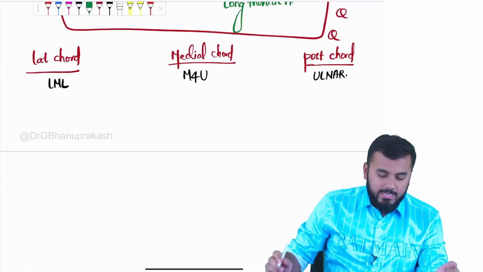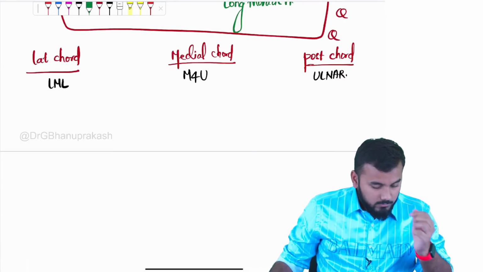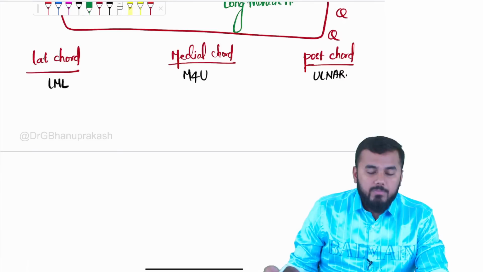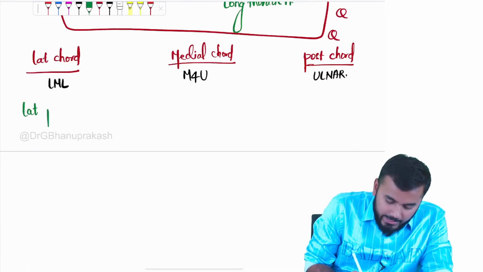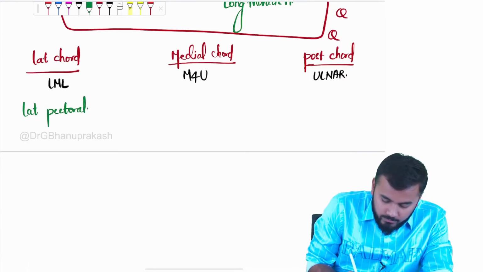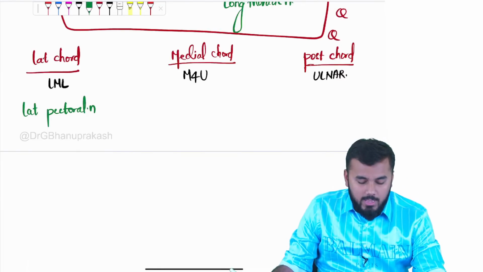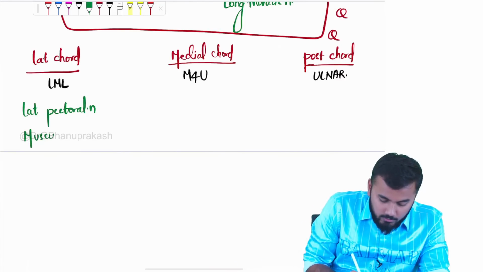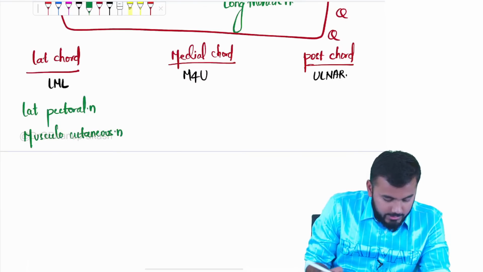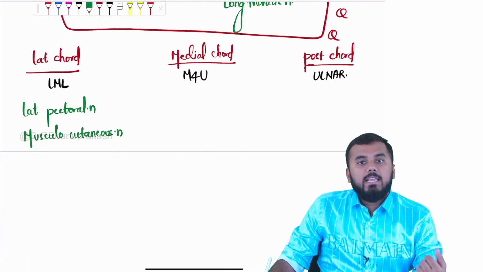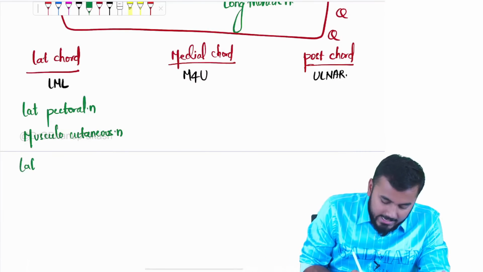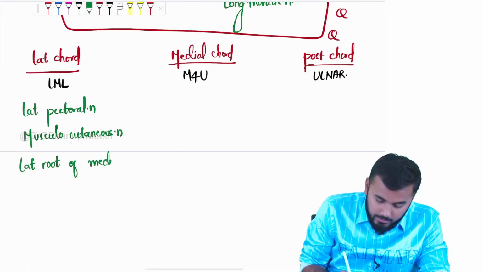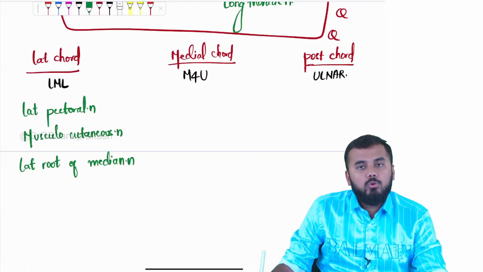Now let us name the branches. What does L stand for? L stands for lateral pectoral nerve. And what does M stand for? M stands for musculocutaneous nerve. And what does L stand for again? L stands for lateral root of median nerve.